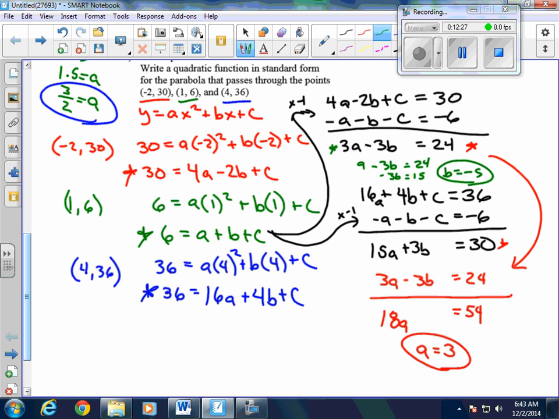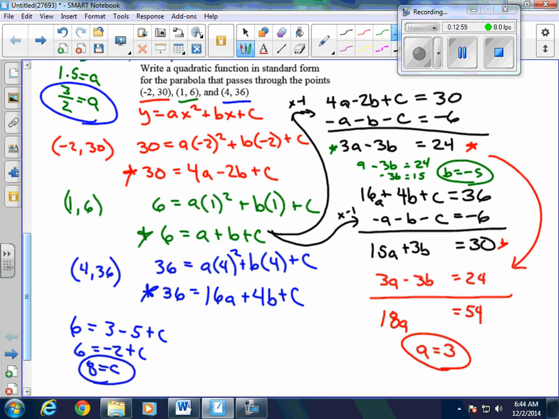So now we have a and b. So we need to plug it back in to find what c is. Well, the easiest one to do is the middle one, the green equation. So we're going to say 6 equals 3 minus 5 plus c. So 6 equals negative 2 plus c. So c equals 8.